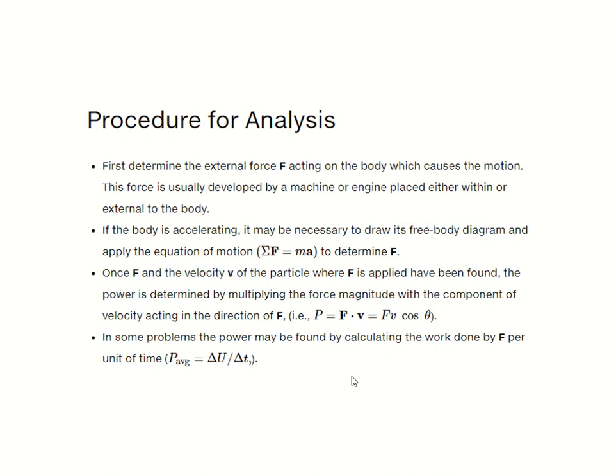Then we come to our average power, which is your change in work over your change in time. That ratio, the change in work done over the change in time, is the average power of a machine or device.